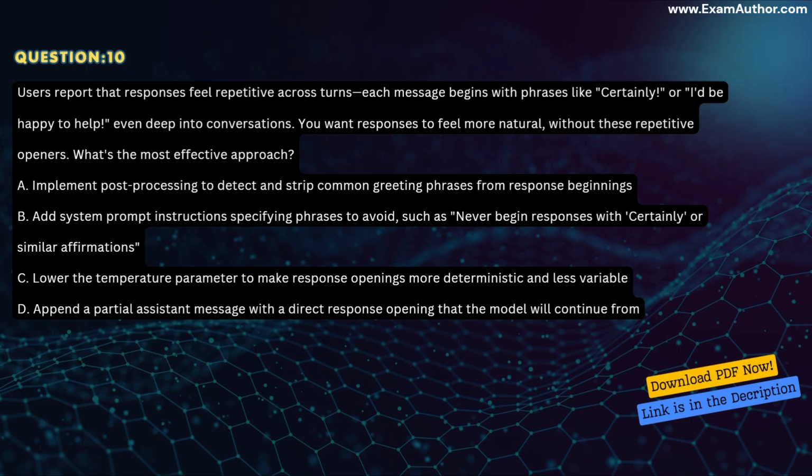Add system prompt instructions specifying phrases to avoid, such as, "Never begin responses with certainly or similar affirmations." C. Lower the temperature parameter to make response openings more deterministic and less variable. D. Append a partial assistant message with a direct response opening that the model will continue from.